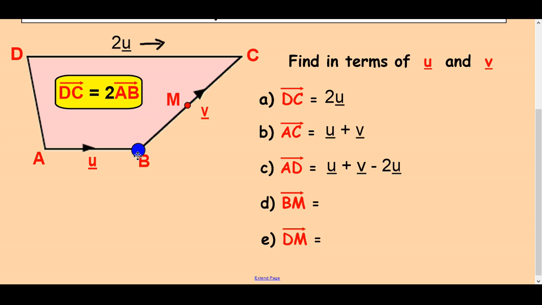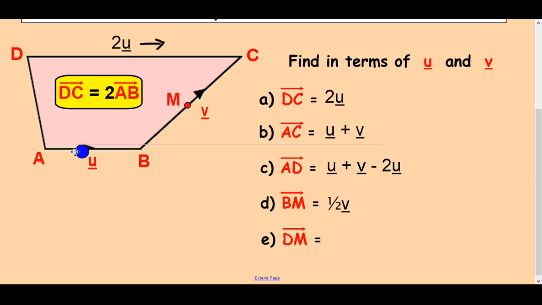Okay, 2 to go. So this one is B to M. Now, I think somewhere in the textbook you're told that M is the midpoint of BC. So this is halfway up and down here. So because we know this journey from B to C is V, then B to M is just a half of that journey. So it's a half of V.